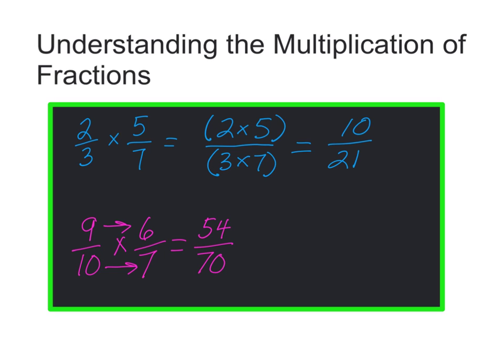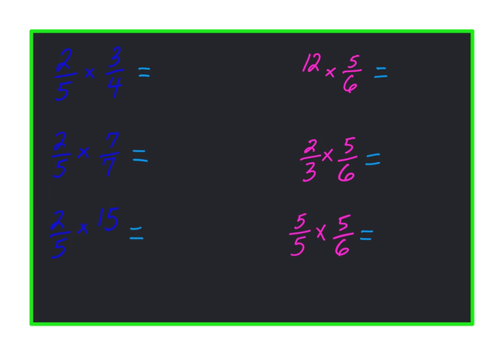So if we simplify this, I can simplify this by dividing by 2 over 2, which is the same as 1. So if I take half of 54 is 27, and then half of 70 is 35. So here are two ways that you can show your work for multiplying fractions. Now, let's check out a few of these problems.